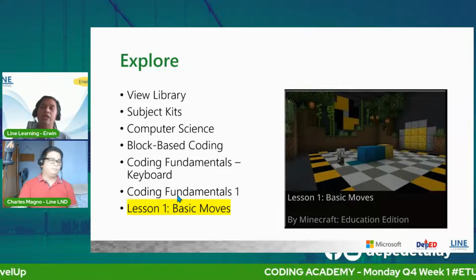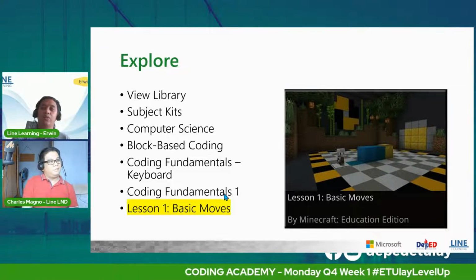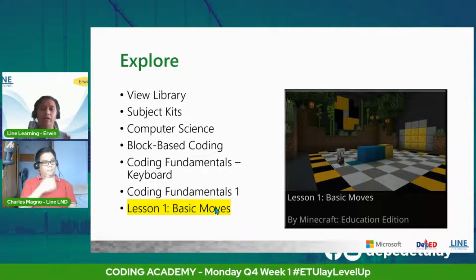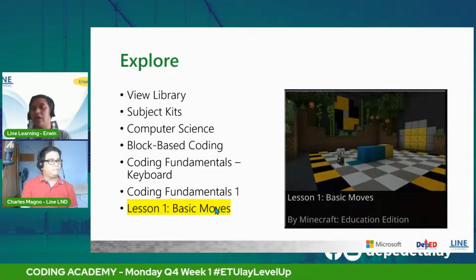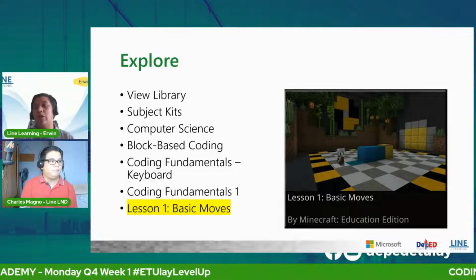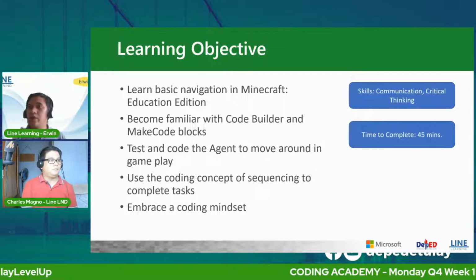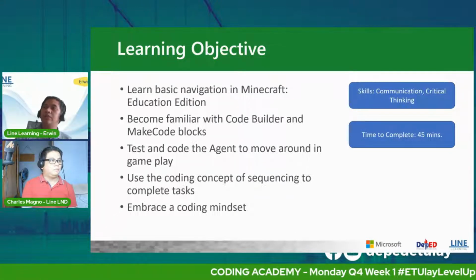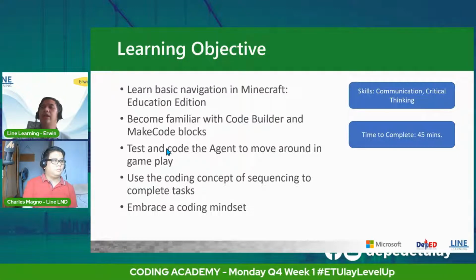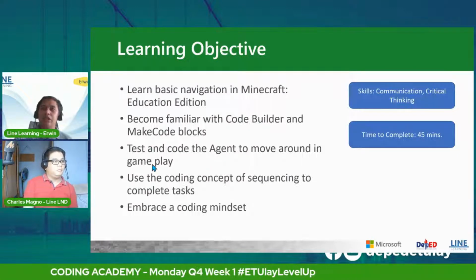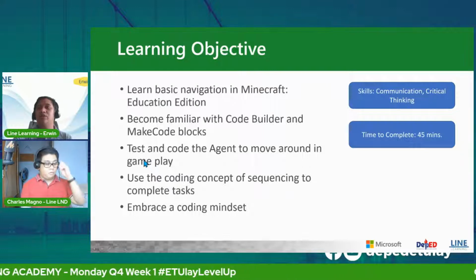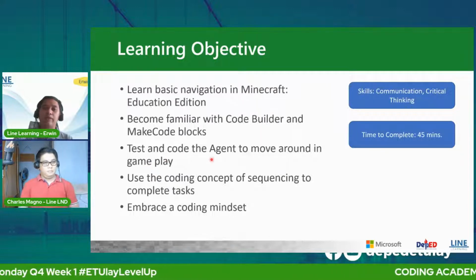If you're using touch, you can use coding fundamentals touch. Then just choose coding fundamentals 1. And from there, you have many lessons. You have 6 lessons all in all. But technically for today, we're going to talk about lesson 1, basic moves. Okay? So I already told you about the lesson objective, but to add, later you'll also see that in terms of coding, you have to test the code, how to navigate the agent.